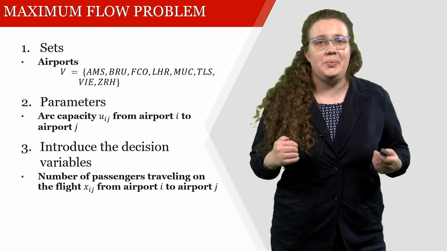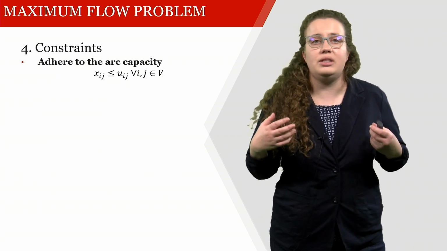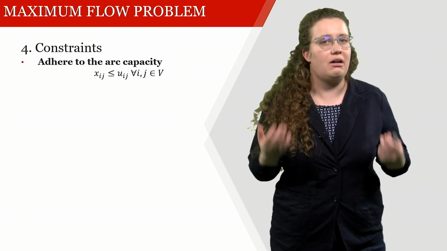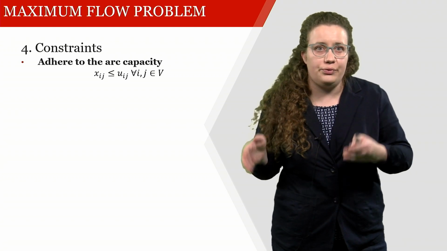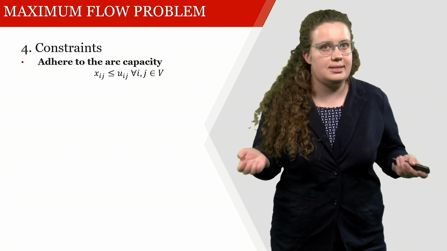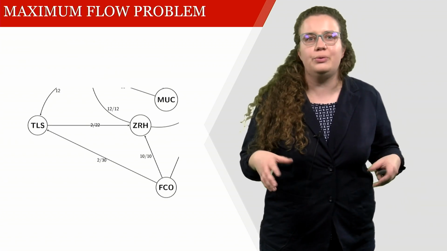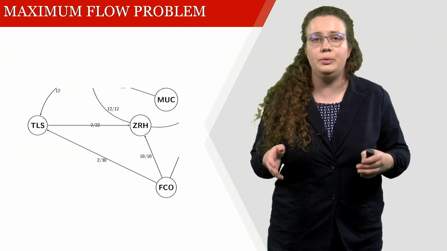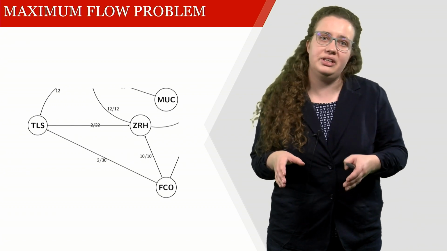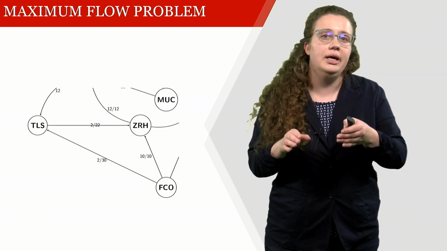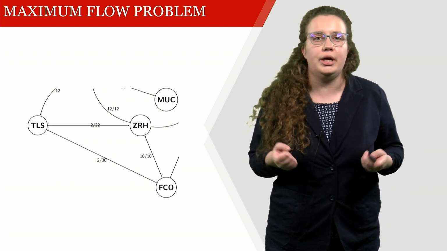The next step is to define the constraints. The first constraint that we obviously have to adhere to is arc capacity. We don't want to send 7 people from Rome to Toulouse if we only have 6 seats on this flight. What you're seeing here is the optimal flow, or a part of the optimal flow. We have 2 people going from Rome to Toulouse, which then continue to Zurich. We have 10 people that directly go from Rome to Zurich. And then we have 12 people that go from Zurich to Brussels, which is no longer on this slide.